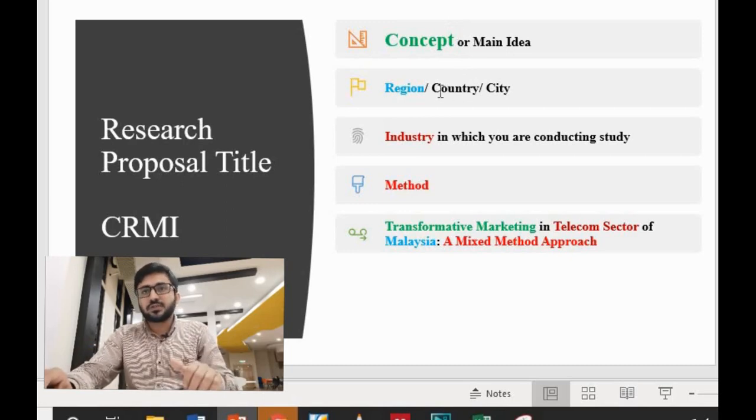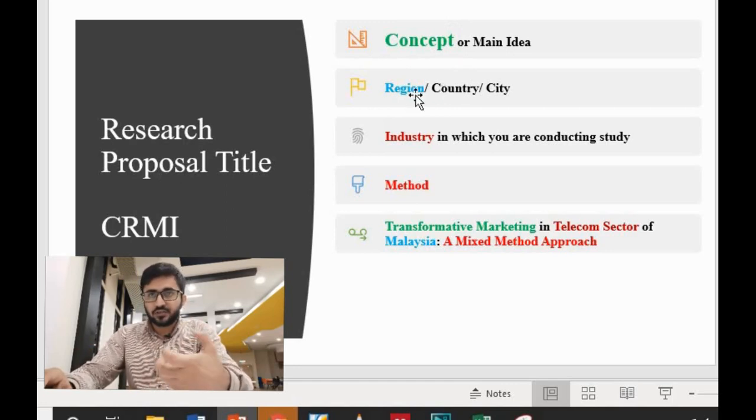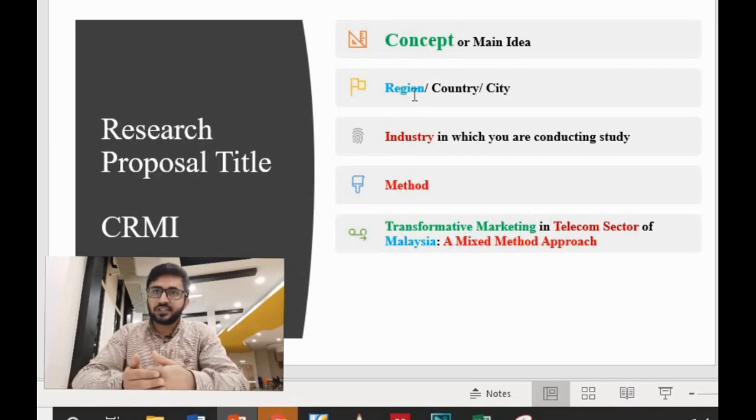The second thing your research proposal title must represent is the region. By region I mean the country, your country, or maybe you are covering some city, or you are conducting the study in the capital of your country. So by region I mean the area, country or city.